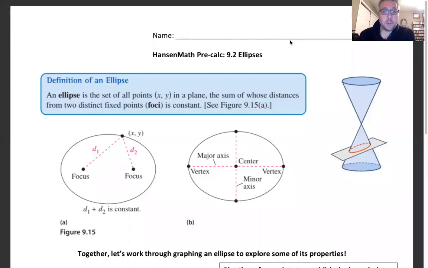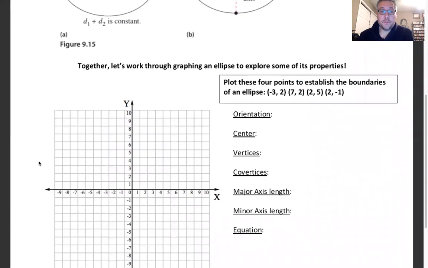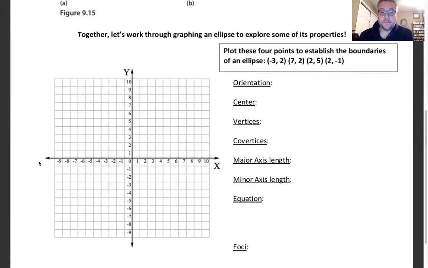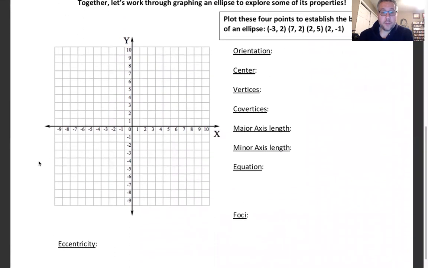Okay, now we will move on into the main portion of our lesson after that brief introduction. We've been through the definition of an ellipse. I have this printed on your note paper, which you can download. And if we move along here, let's work on one together where we're going to plot some points and establish an ellipse, and then we will learn stuff about it as we go.